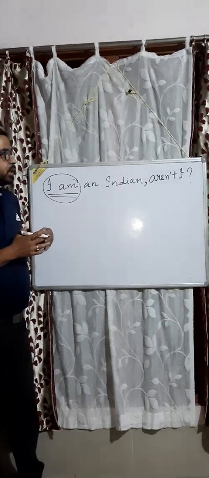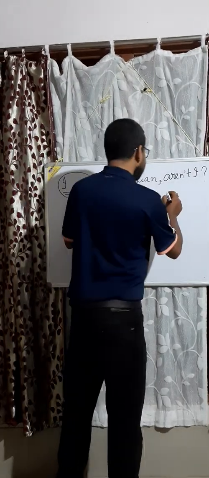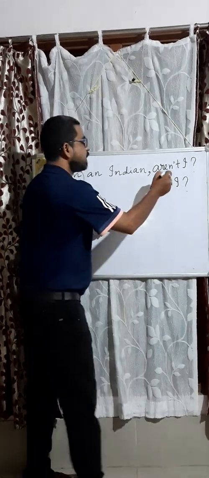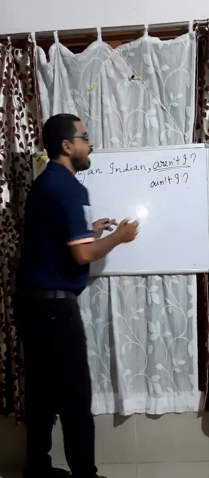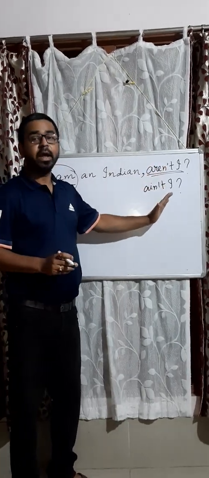Or at times in oral form actually ain't I is written, but aren't I is considered as more appropriate. So I would suggest you to use, whenever there is I am, aren't I instead of ain't I.